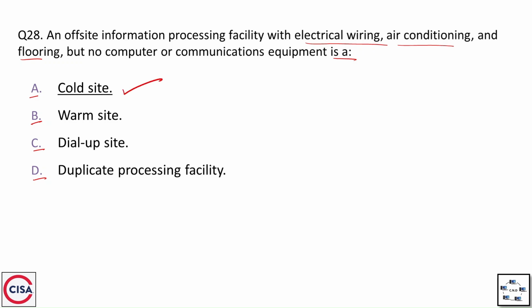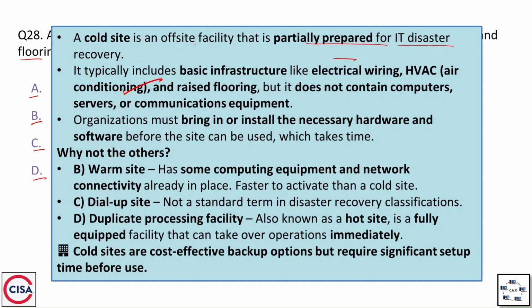Option A, cold site. A cold site is an off-site facility that is partially prepared for IT disaster recovery. It typically includes basic infrastructure like electrical wiring, HVAC, that is heating, ventilation and air conditioning, and raised flooring, but it does not contain computers, servers, or communication equipment. The organization must bring in or install the necessary hardware and software before the site can be used, which takes time.